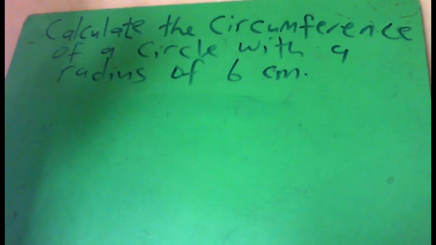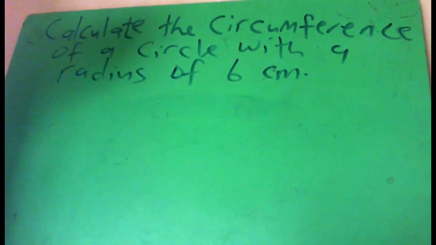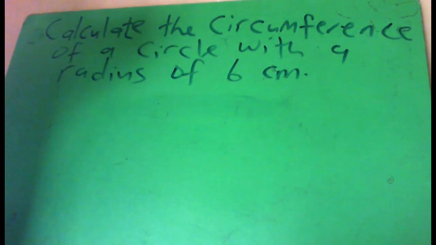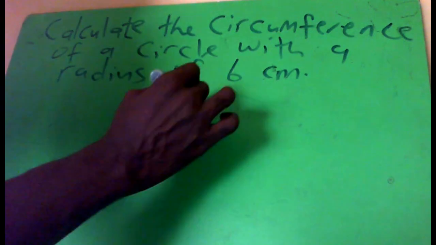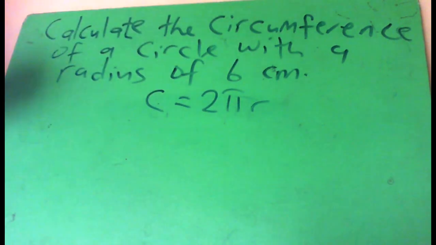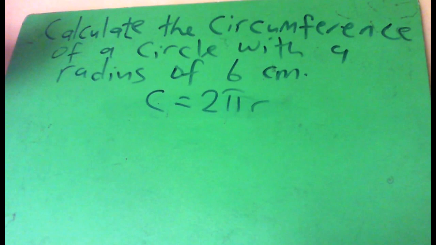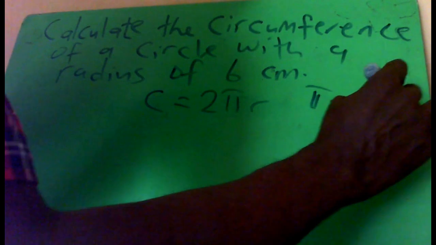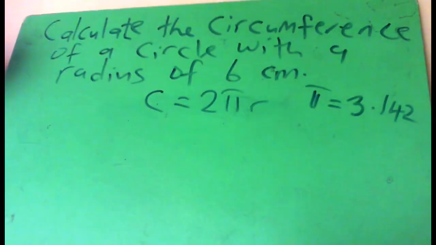Today we're going to be solving the problem: calculate the circumference of a circle with a radius of 6 centimeters. Now to go about it, first you have to know the formula of how to calculate the circumference of a circle, and the formula is 2πr. The π is pi and the r is the radius. In this case, we're going to be using pi as 3.142, and the radius is already given in the question.